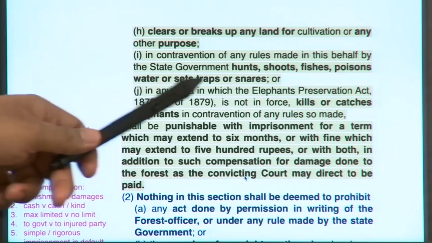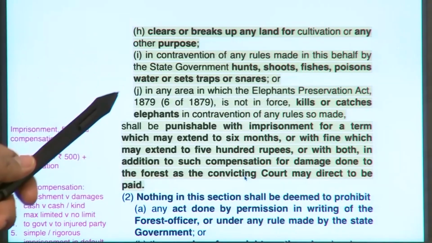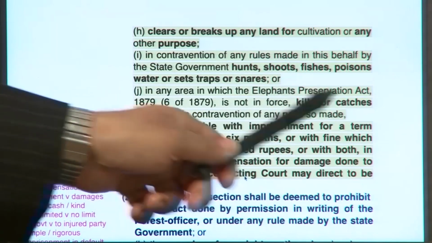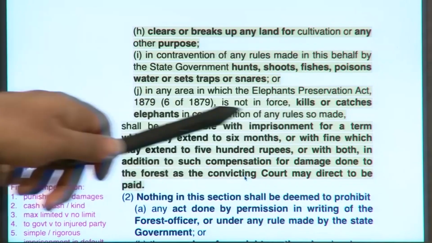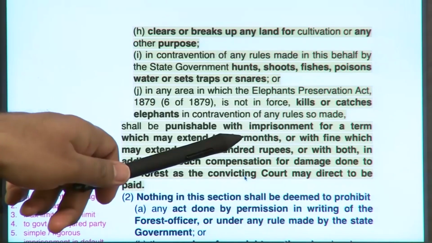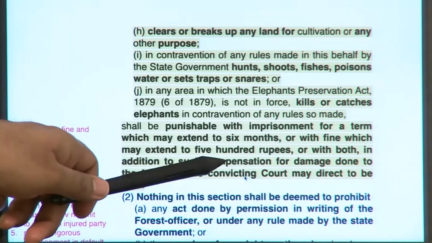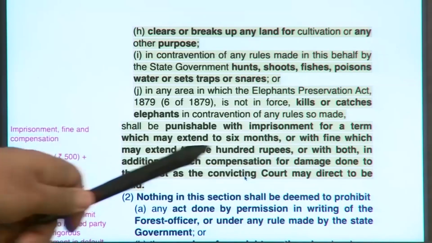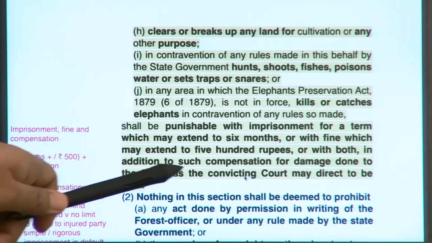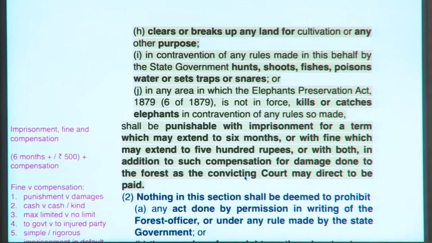Or in an area in which the Elephant Preservation Act 1879 is not in force, kills or catches elephants in contravention of any rules so made, shall be punishable with imprisonment for a term which may extend to 6 months, or with a fine which may extend to 500 rupees, or with both, in addition to such compensation for damage done to the forest as the convicting court may direct to be paid. So, all of these activities are forest offences under this act.